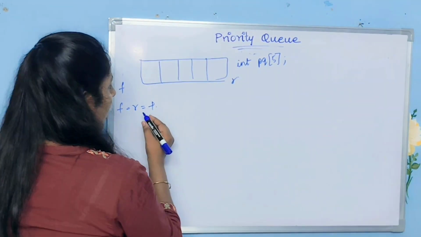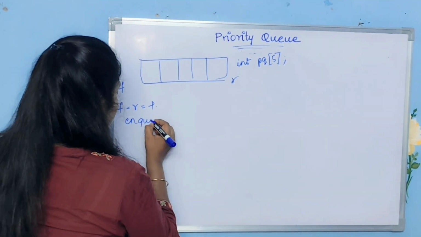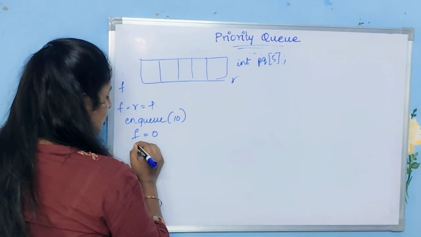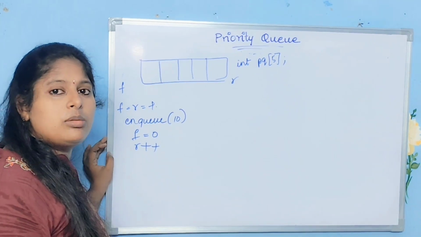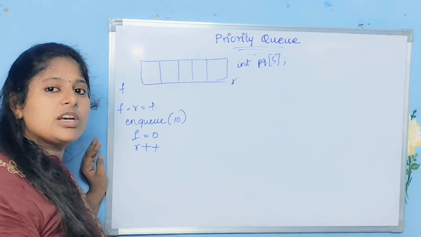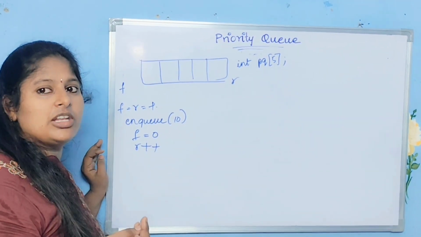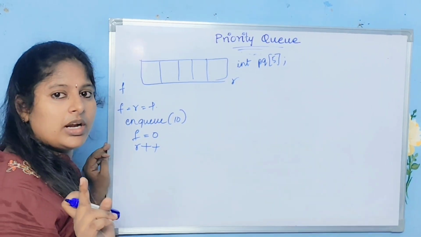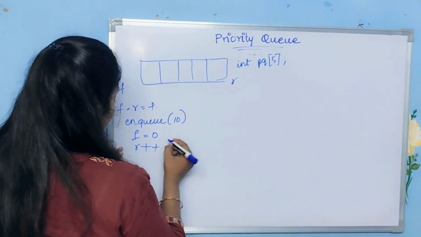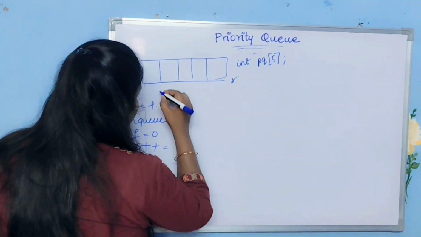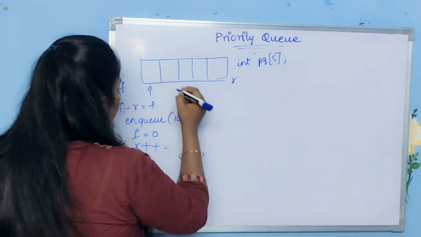Now I try to add one element, that is the NQ operation. For the first element, front is initialized to 0 and rear increments. If there are no elements in the queue, then front and rear are -1. Each time I NQ elements, rear gets incremented, and front at first gets initialized to 0. So front equals rear equals 0.